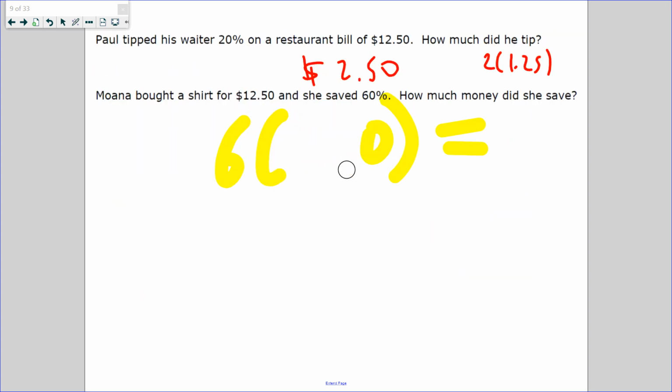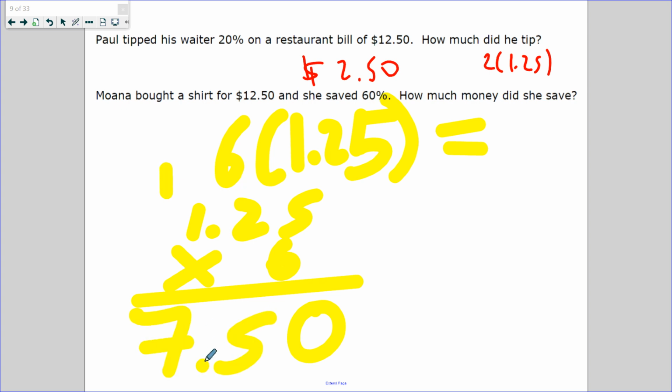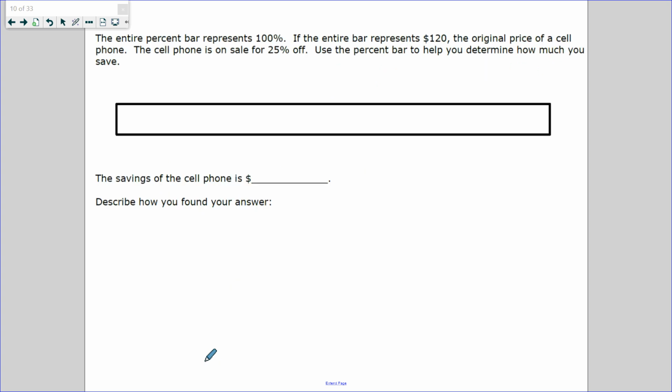So let's erase this. 6 groups of $1.25 is what? So $1.25 times 6. 6 times 5 is 30, carry to 3. 6 times 2 is 12, plus 3 is 15, carry to 1. $7.50. So how much money did she save? She saved $7.50. So the last two items are you're going to be answering questions about a cell phone bill.